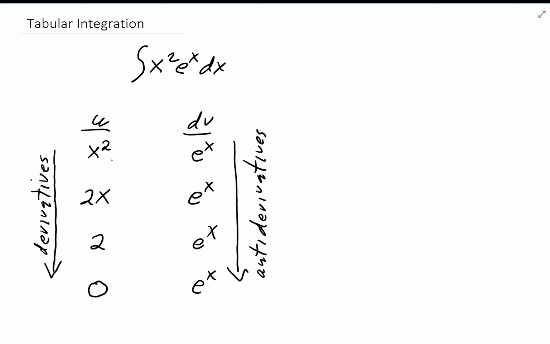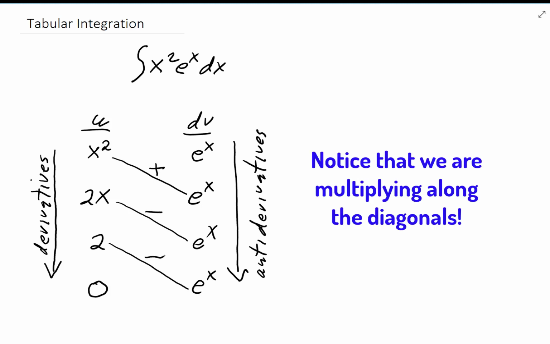All right, then we're going to draw diagonals. And we're going to mark these diagonals starting with a plus, minus, plus. We just alternate plus, minus, until we get to the last diagonal. And we're basically done.